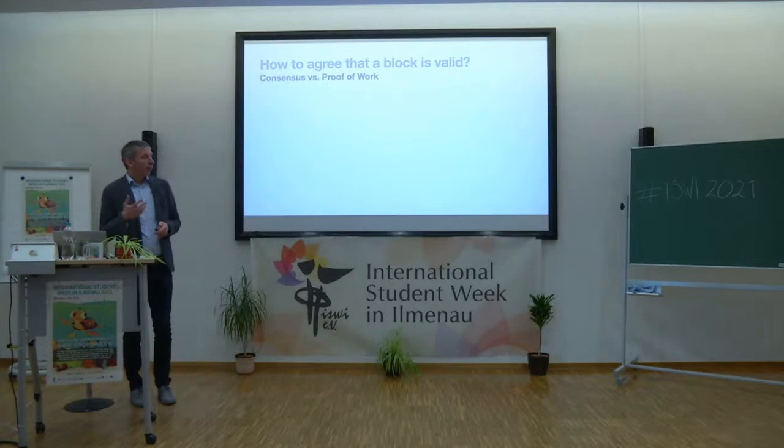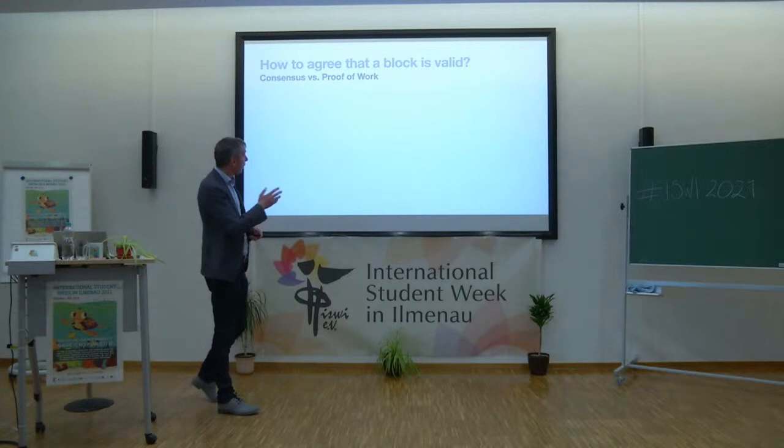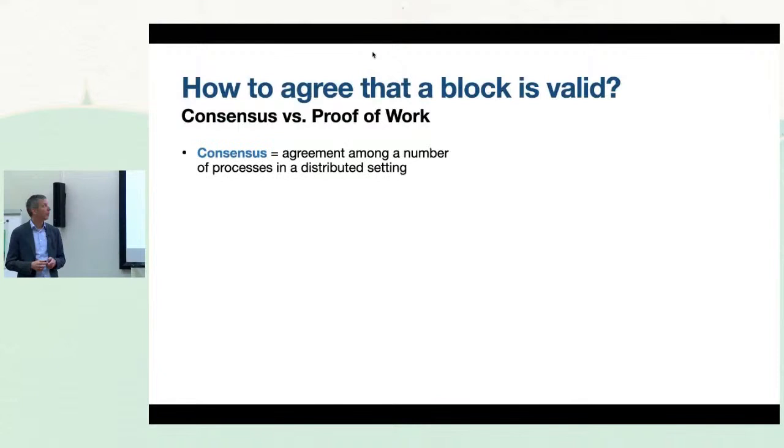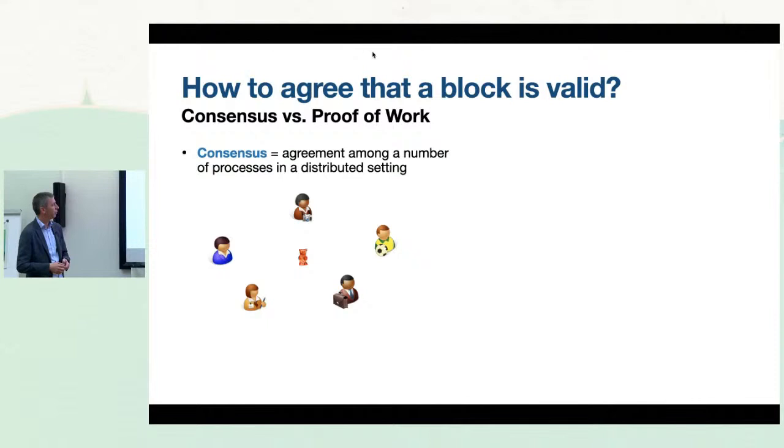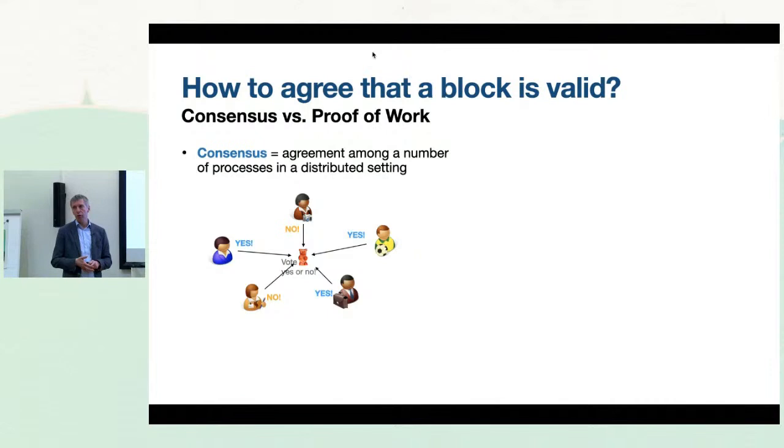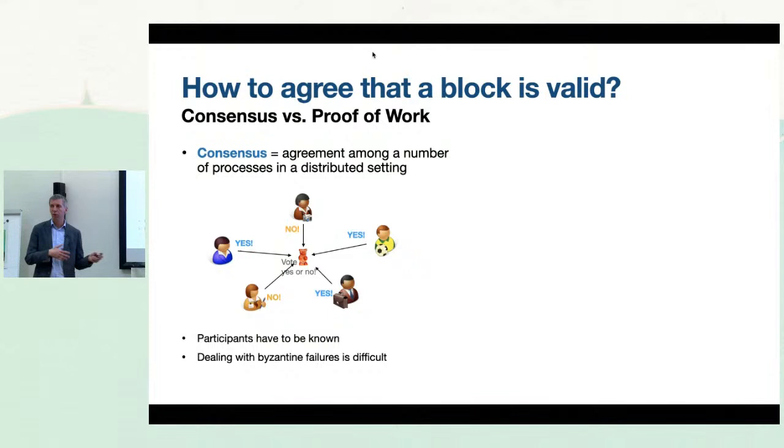But this agreement is the most important concept of this blockchain idea. Therefore, we have to discuss how can we agree. How is this agreement done? If you have a background in computer science, you probably know consensus approaches. There's a huge family of very interesting algorithms that try to get an agreement among a number of processes. Let's assume I have this group of people here, and this red boy in the middle would like to get a vote. He asks all the others, please vote yes or no. Then they give an answer, and you can just take the majority. The problem here is you have to know all the other participants, and there are Byzantine failures where people lie. This is very difficult to handle, so it's not really a good fit for this idea of blockchain.